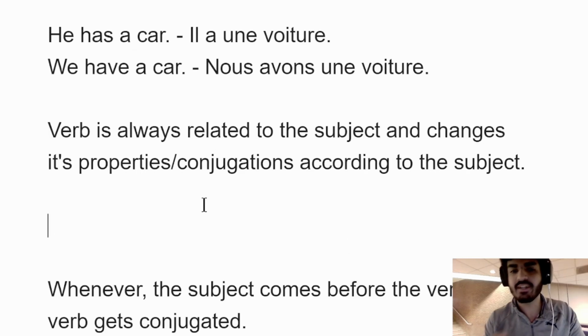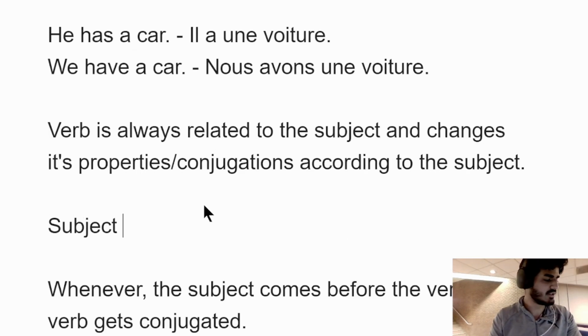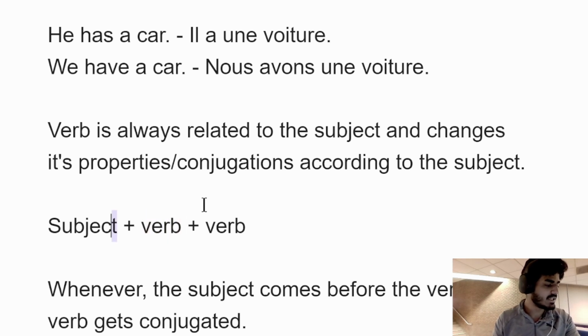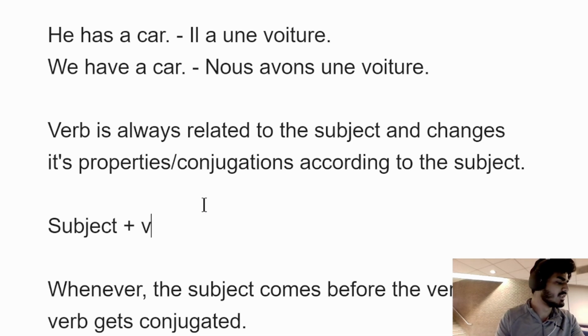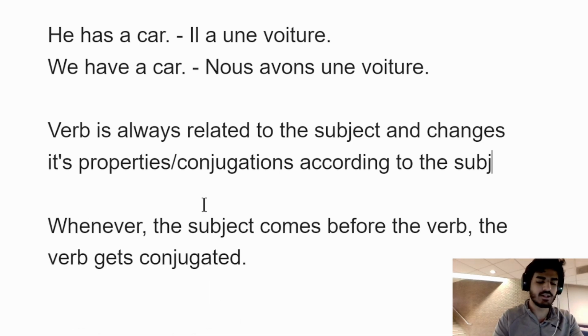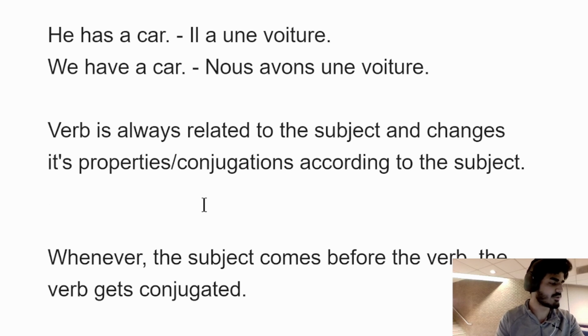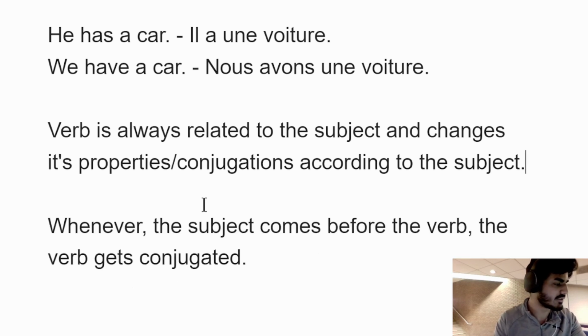If a subject is followed by a verb plus another verb, only the first verb, directly after the subject, will change its conjugation. Not the second verb. This will remain avoir, this will remain être. I'll explain it in future videos, you don't have to worry about it right now. Just remember that the verb is always related to the subject and changes its conjugations according to the subject.